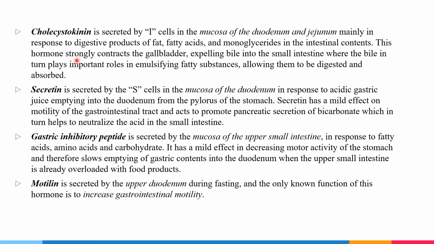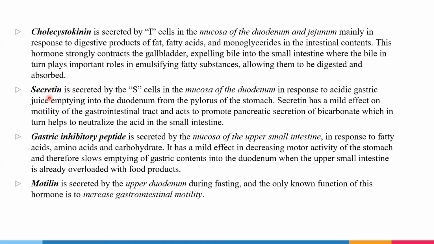Next, we will look into the other hormones, which include cholecystokinin, which is secreted by the I cells in the mucosa of the duodenum and the jejunum, mainly in response to digestive products of fat, fatty acids, and monoglycerides in the intestinal contents. This hormone strongly contracts the gallbladder, expelling bile into the small intestine, where the bile in turn plays important roles in emulsifying fatty substances, allowing them to be digested and absorbed.